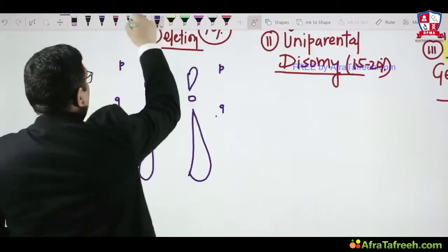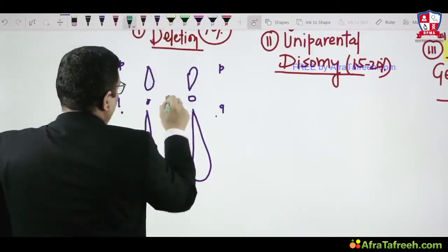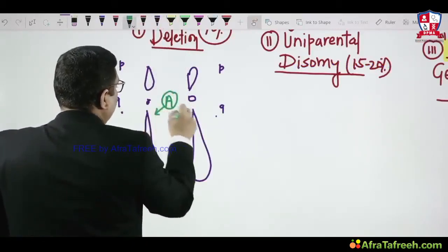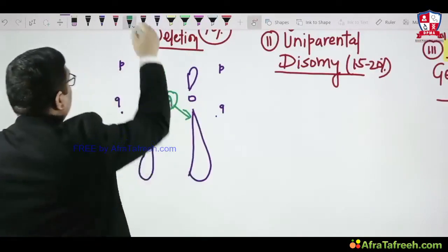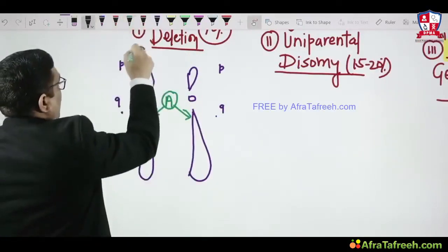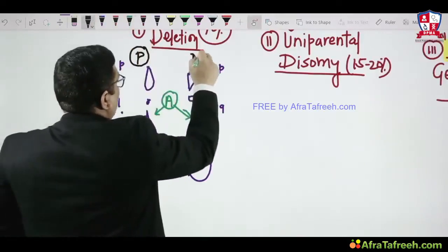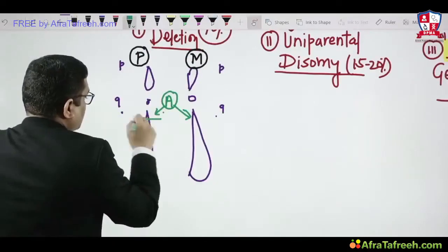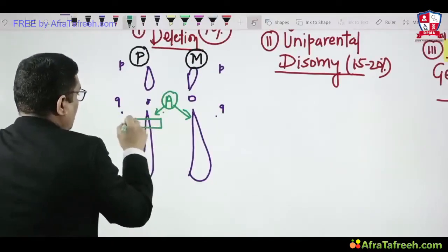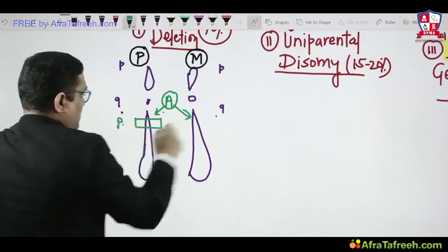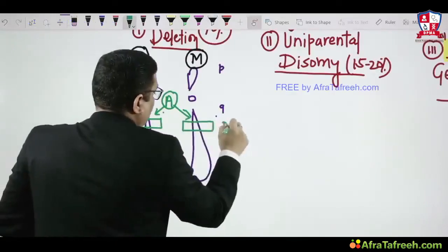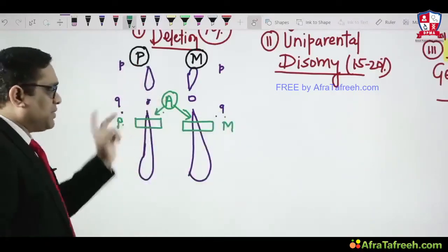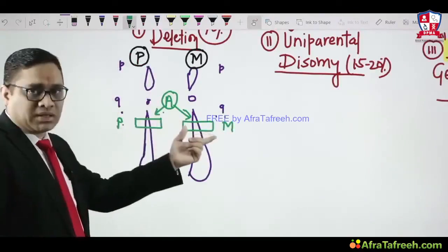Here I'm going to show you two types of genes. As I have already discussed, there is one gene called A, and every gene will have two alleles. Suppose this is the paternal chromosome and this is the maternal chromosome. This A has one paternal allele, this is the paternal allele, and this is the maternal allele. So every gene has two alleles, one from the father, one from the mother, right?